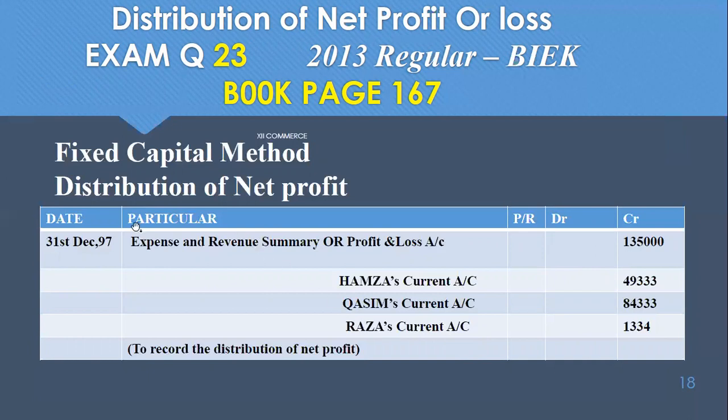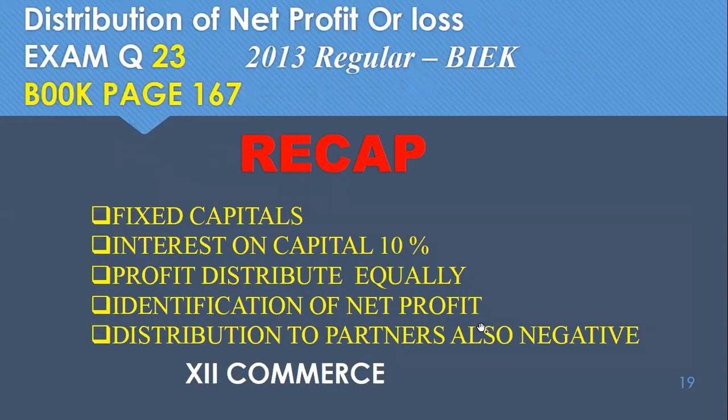So we are discussing here the fixed capital method. In fixed capital method, whenever we have net profit, net profit will be debited. It should be over here. Okay. And then current account of the partners is credited. The recap of this question is you have fixed capitals in the question. When the capitals are fixed, we prepare the journal entries from the fixed capital methods. For the net profit, expense and revenue summary will be debited and current accounts are credited.